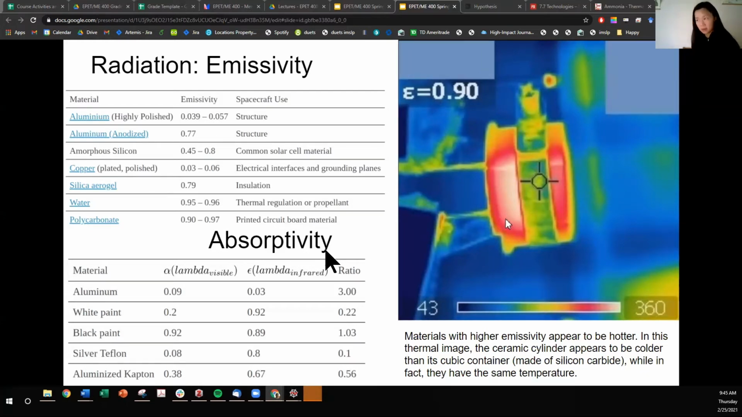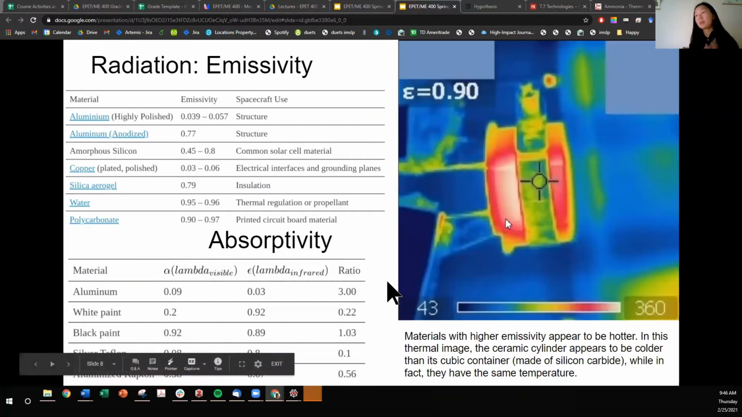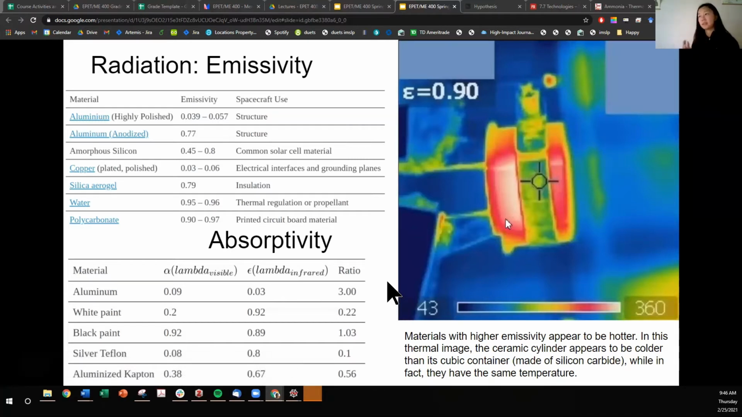I want you all to note that for a given material, absorptivity or emissivity across wavelengths can differ. So you can have a different epsilon value in the visible wavelength range and a different one in the infrared wavelength range. Typically, we assume that emissivity and absorptivity are the same, but as you'll see in this table down here, that's not always the case. You can have something that is more emissive than it is absorptive, and vice versa.